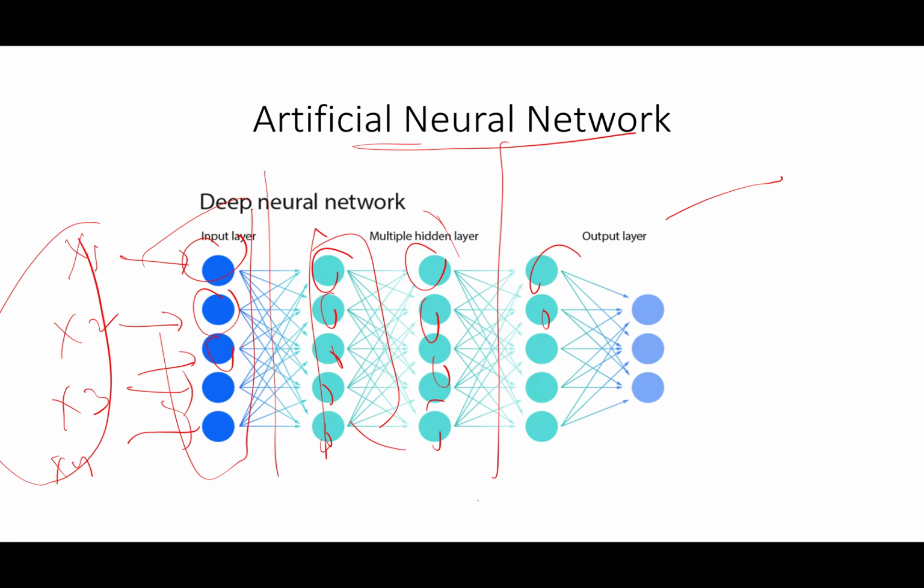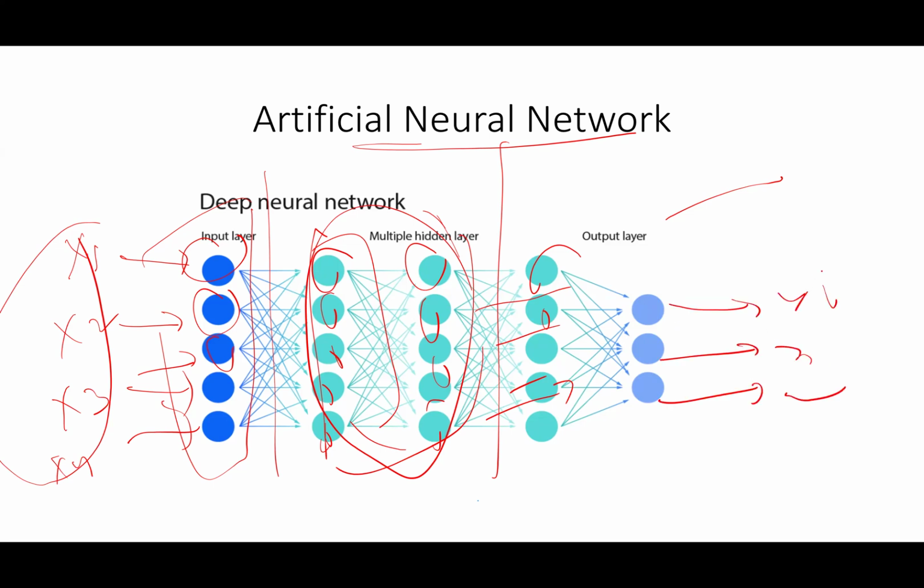Once the input is received, what happens? It gets transmitted to the next layer, the hidden layer, where the processing will occur. Then it goes to the output neurons in the output layer, where you get the output: y1, y2, y3. This is how most deep learning technologies are used.